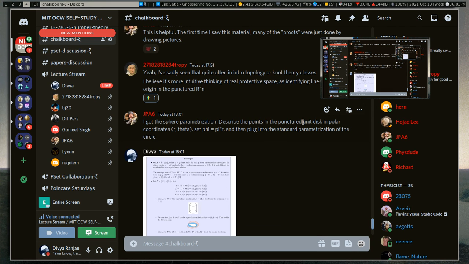Describe the points in the punctured unit disk in polar coordinates (r, theta). And P is equal to I star r. Then plug into the standard parameterization of the circle. Okay, yeah.